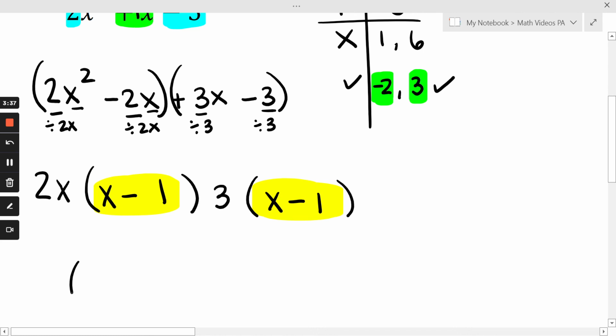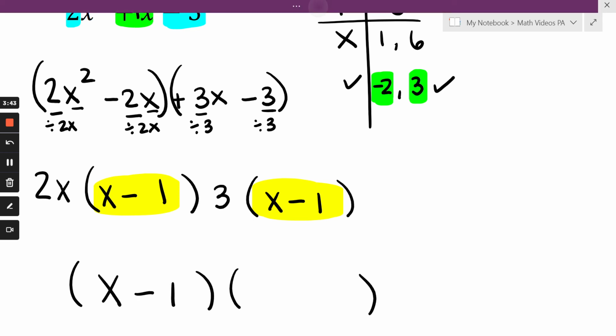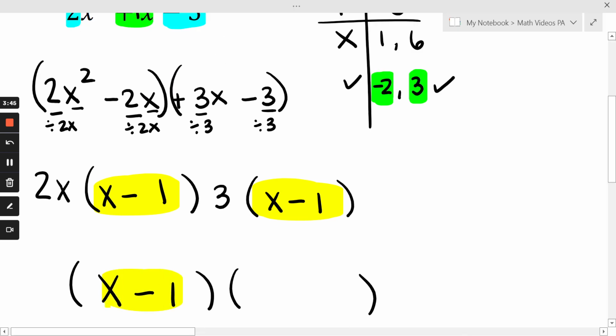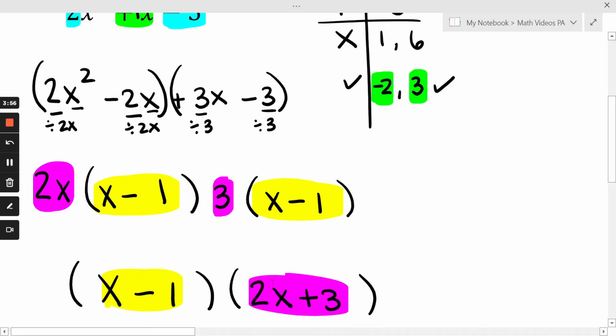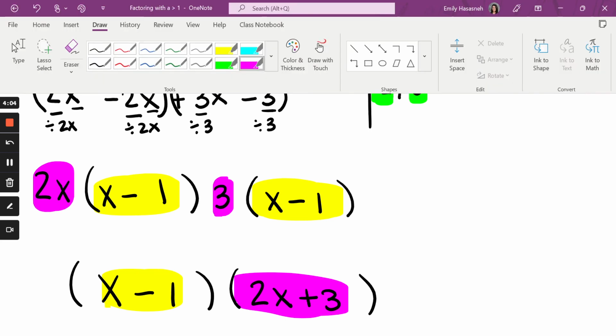So my final answer, which again will have 2 sets of parentheses, is going to be the x minus 1, which we had already found was the same. And your second parentheses is going to be 2x plus 3. And that should always work for your sets of parentheses. You find the one that you have in common, and it becomes the first parentheses, and then what we factored out is going to become the second set.